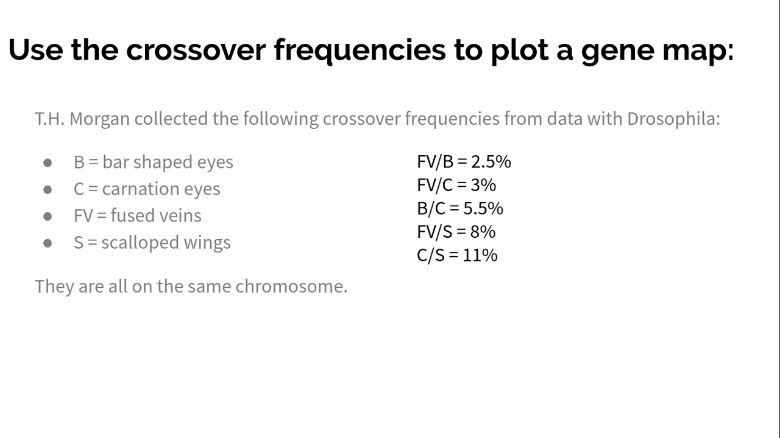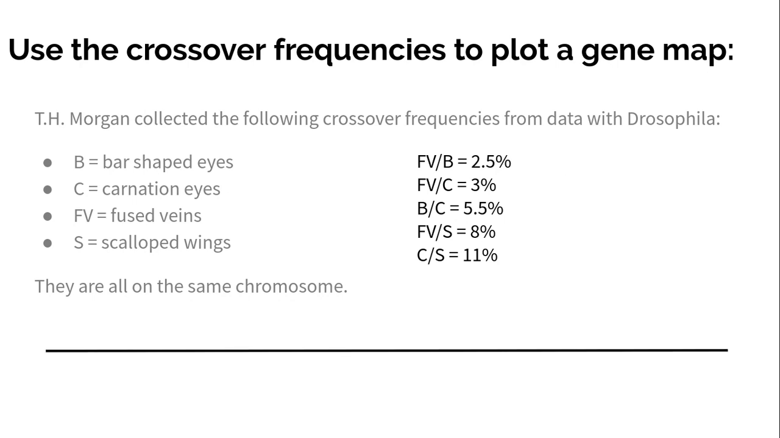So let's take it and look at it as if it was an actual crossing over frequency. So here I have the following crossover frequency data from Drosophila. We have bar-shaped eyes, carnation eyes, fused wings, and scalloped wings. They're all on the same chromosome, and they are this much percentage away from each other. Therefore, they are that much map units. So 2.5% would be 2.5 map units.